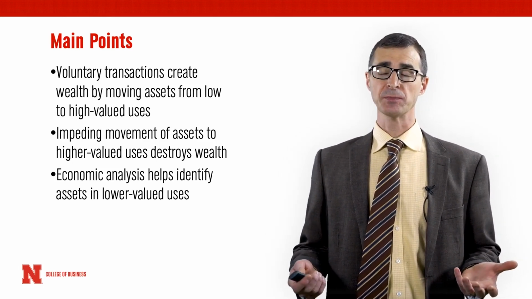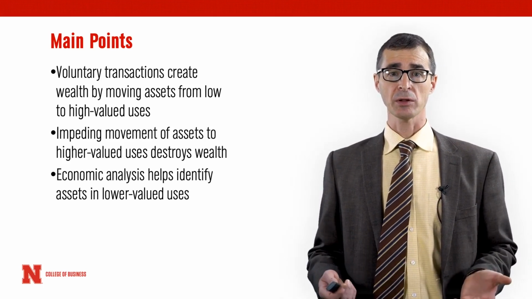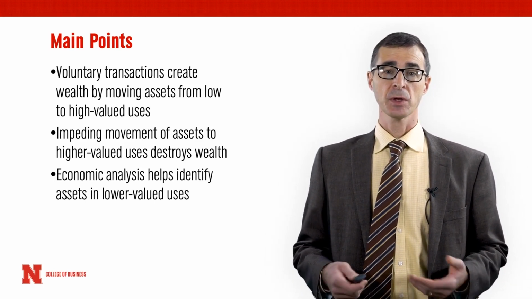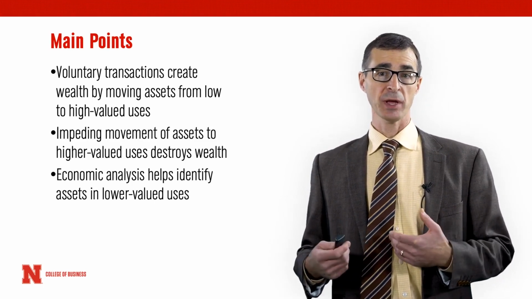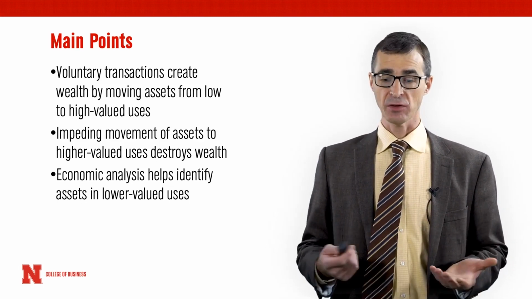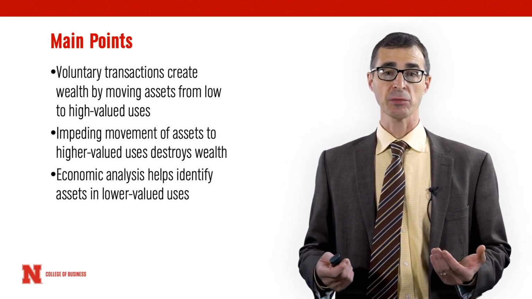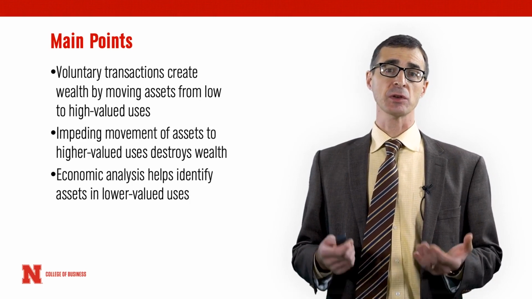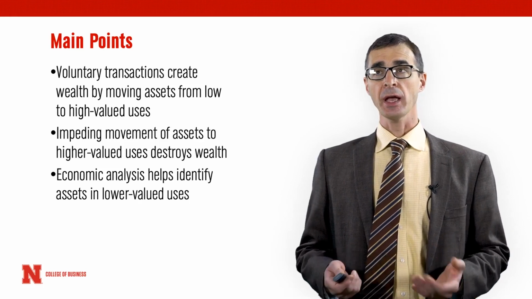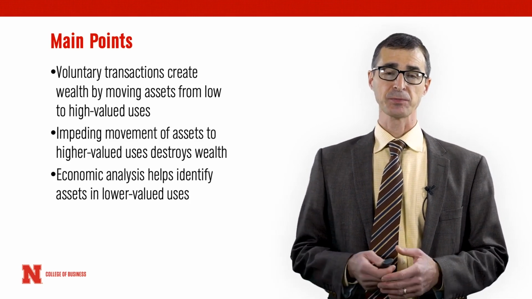Anything that impedes the movement of assets from lower to higher-valued uses either destroys wealth or prevents the formation of wealth. Three commonly identified mechanisms that prevent the formation of wealth, which we'll talk a little bit about, include taxes, subsidies, and price controls. A price control prevents the movement of wealth from a lower to a higher valued use. Taxes, very similarly, will prevent some wealth-creating transactions from taking place. And subsidies will oftentimes actually move assets from higher down into lower valued uses. Economic analysis will help us to identify assets in low-valued uses.